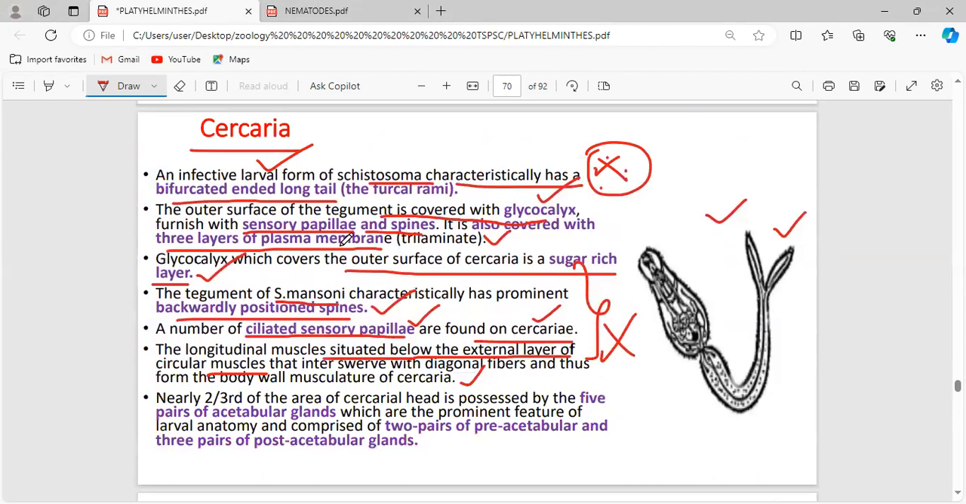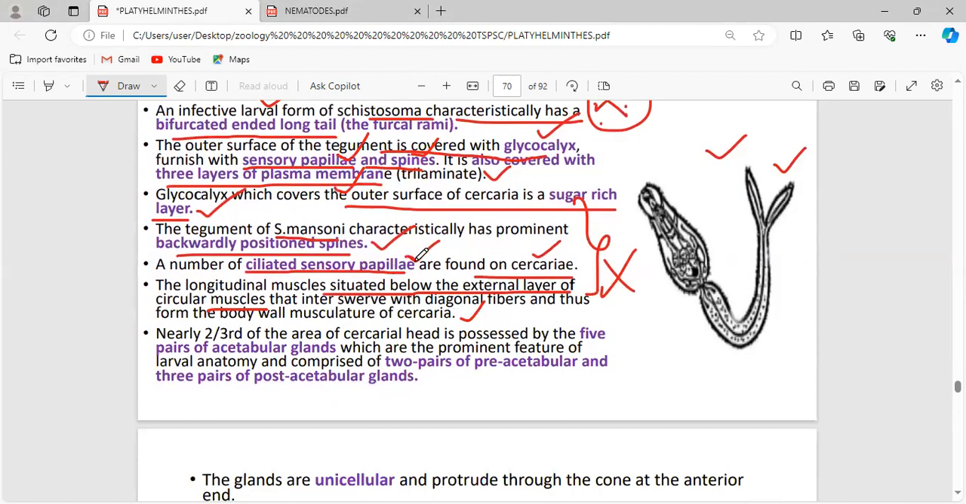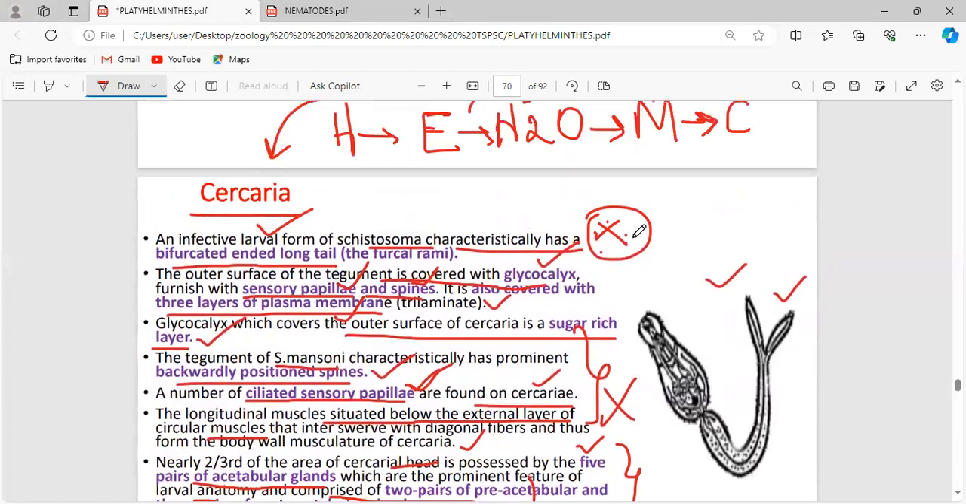And another one is it has sensory papillae and the spines within it, and it has 3 layers of plasma membrane. Okay, again, ciliated sensory papillae are present in the cercaria. Okay, these are all the things you have to remember. And another point is its head is possessed by 5 pairs of acetabular glands, which are the prominent feature of larval anatomy and comprise 2 pairs of pre-acetabular and 3 pairs of post-acetabular glands. And what is the function of these acetabular glands will be discussed in the upcoming slides. Okay, this is about cercaria.